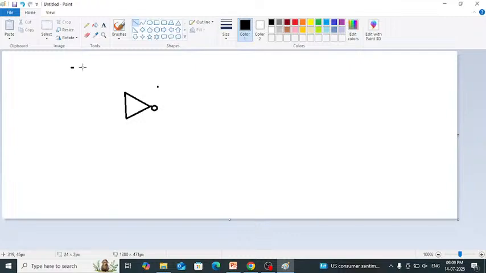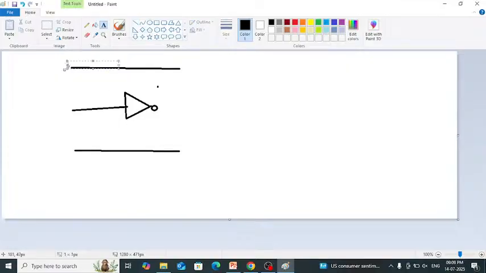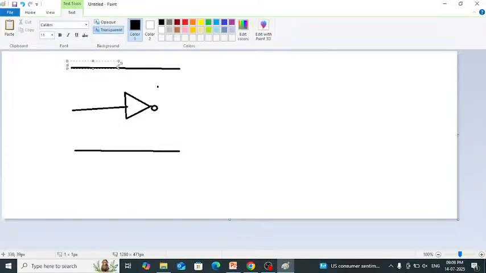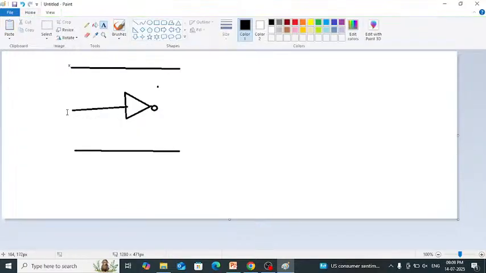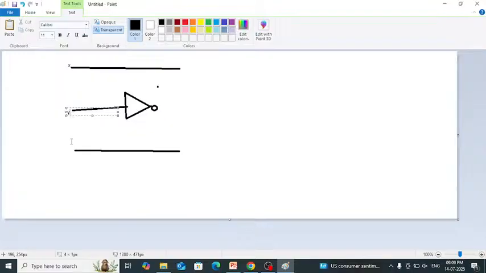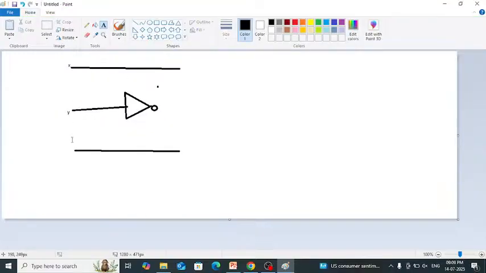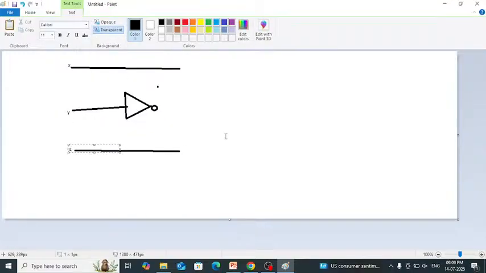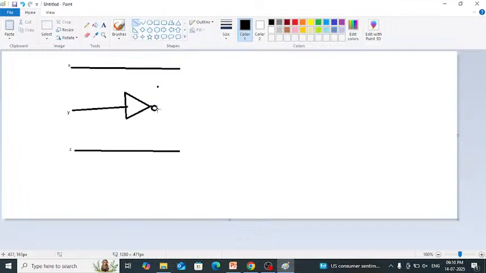So I'm going to take 3 inputs, X, Y. Please excuse me if the straight line is not coming straight. Next I need to write here X, then here Y, then here Z. So now what is the output here? Y dash, or Y bar we can call, right?